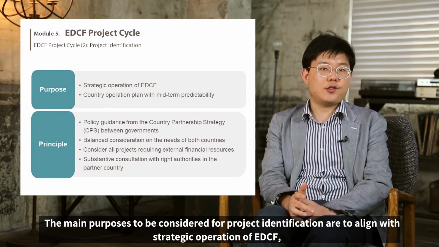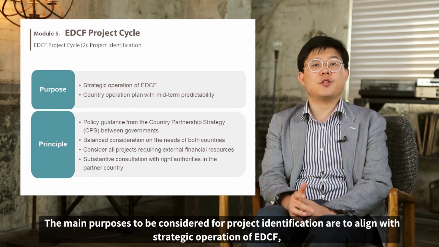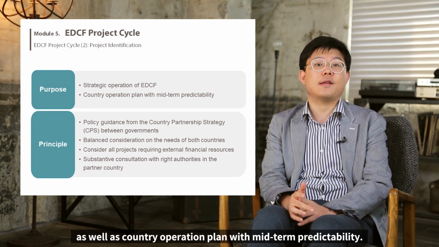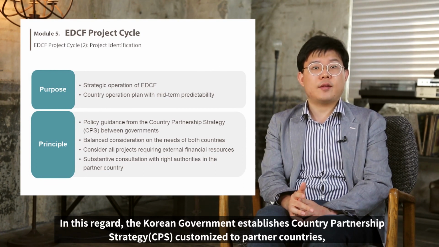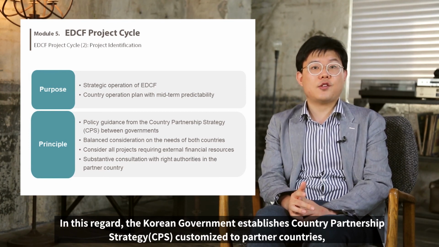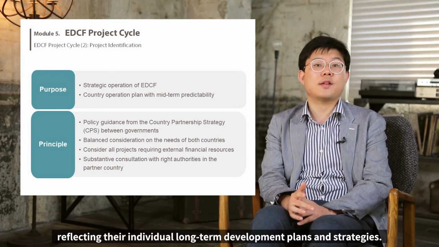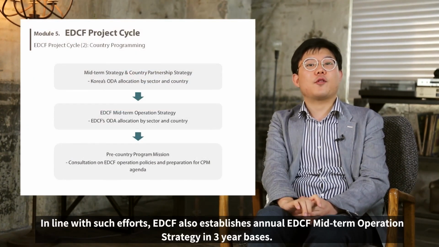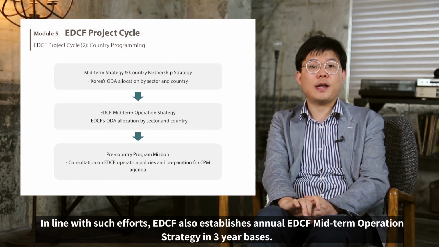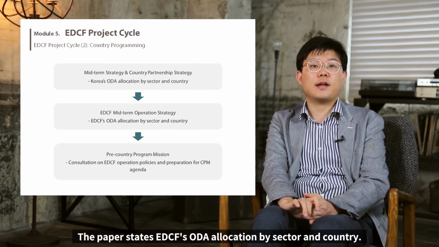The main purposes to be considered for project identification are to align with the strategic operation of EDCF, as well as country operation plan with midterm predictability. In this regard, the Korean government establishes country partnership strategy, which is CPS, customized to partner countries, reflecting their individual long-term development plans and strategies. In line with such efforts, EDCF also establishes annual EDCF midterm operation strategy on a 3-year basis. The paper states EDCF's ODA allocation by sector and country.